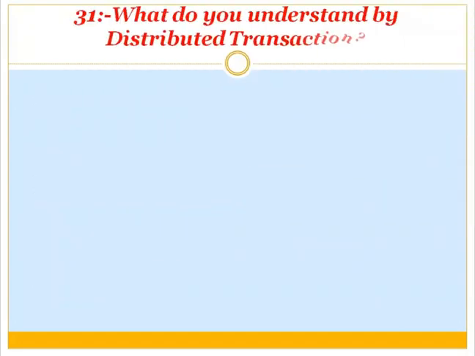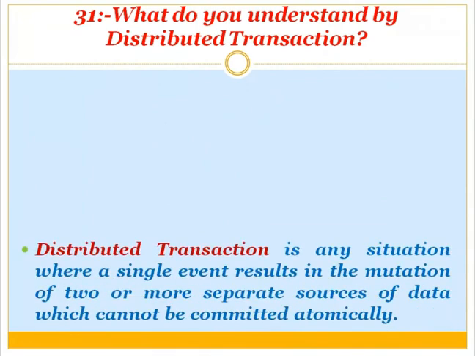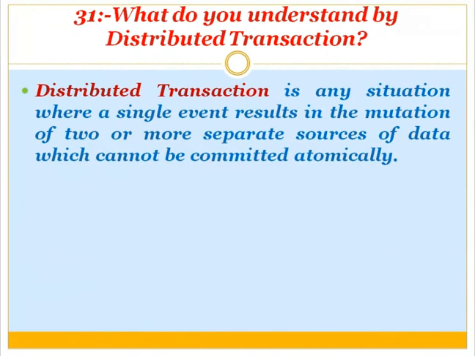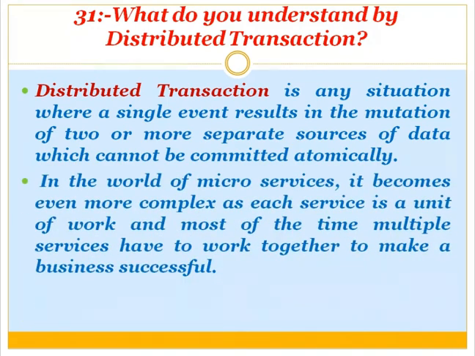What do you understand by distributed transactions? A distributed transaction is any situation where a single event results in the mutation of two or more separate resources of data, which cannot be committed atomically. In the world of microservices, it becomes even more complex as each service is a unit of work, and most of the time multiple services have to work together to make a business successful.